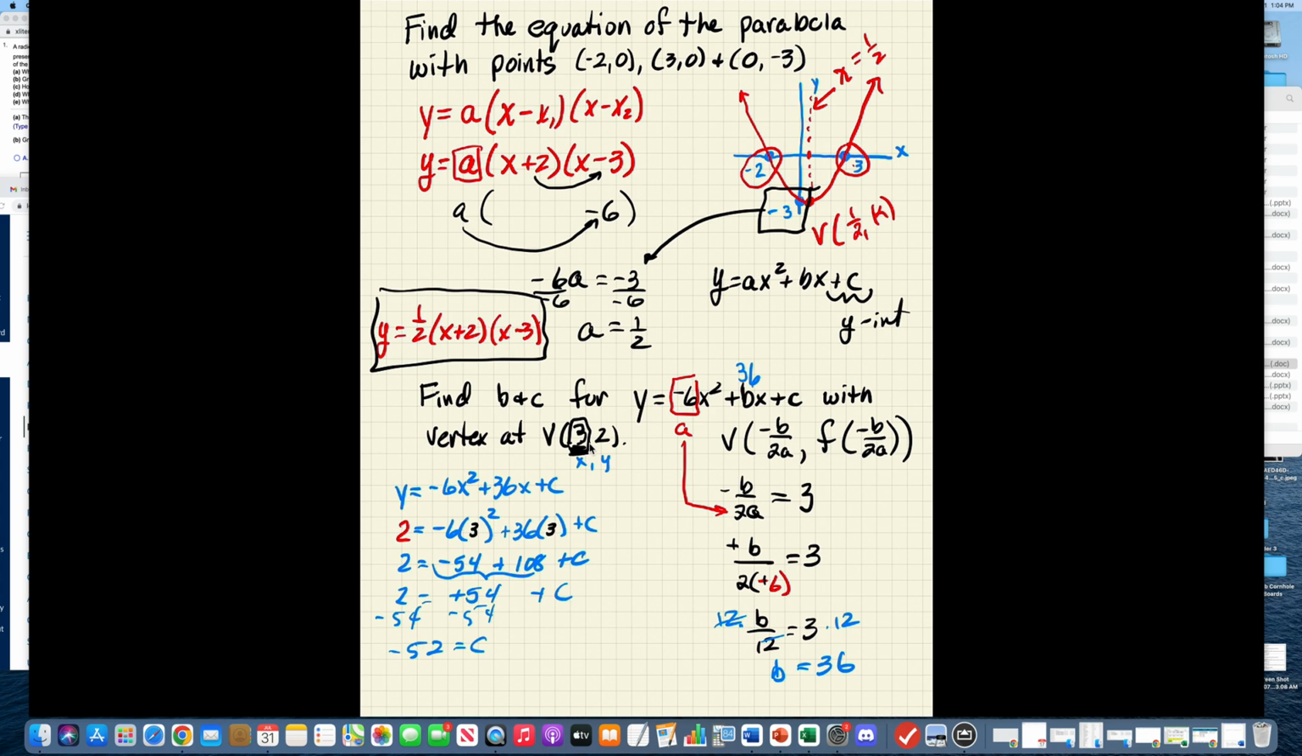So now we found our c to be -52. So we found the b, we found the c. So if we wanted to write the whole equation, y equals -6x squared plus 36x minus 52. And that would be our answer for that equation.